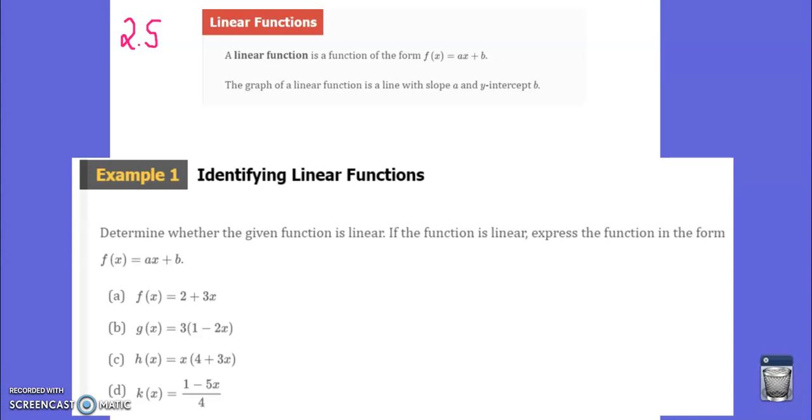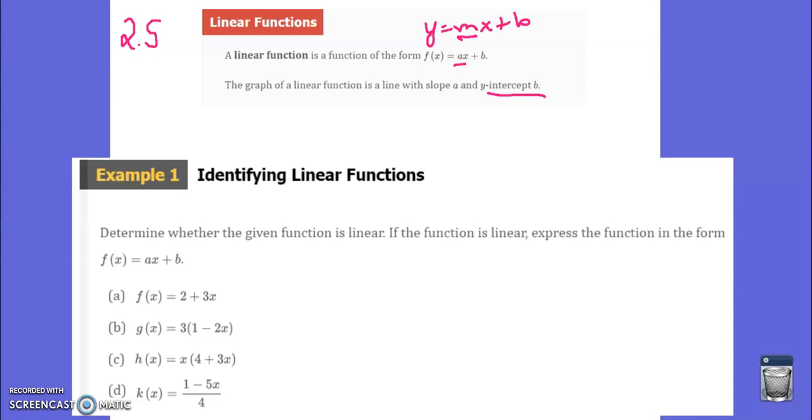This is 2.5, dealing with linear functions and models of linear functions. So first of all, a linear function, a lot of you should recognize it already, is in the form of y equals mx plus b. As a function, it's written as f of x equals ax plus b. You're already familiar with that, and you've got the slope of m, or in this equation, a, and the y-intercept of b.